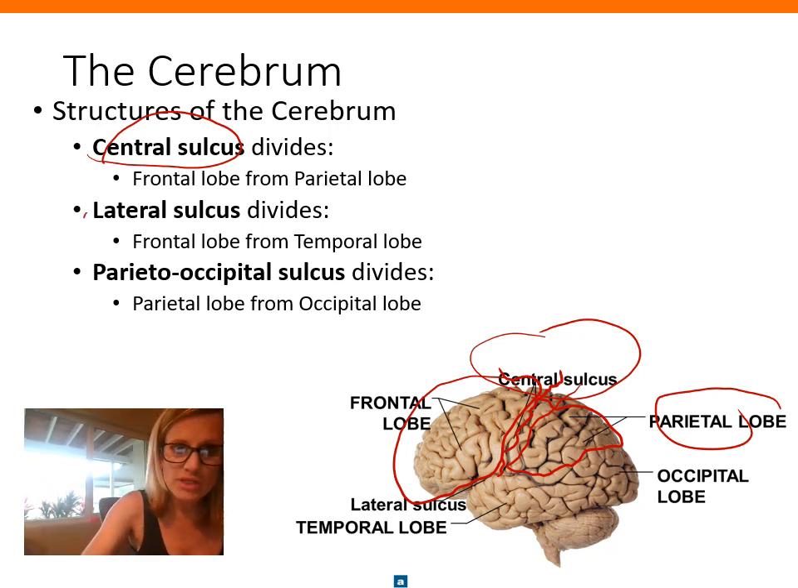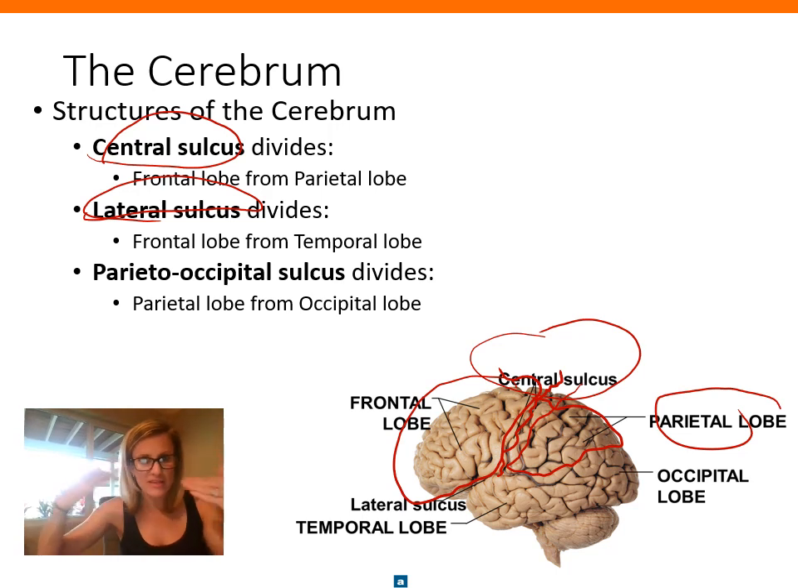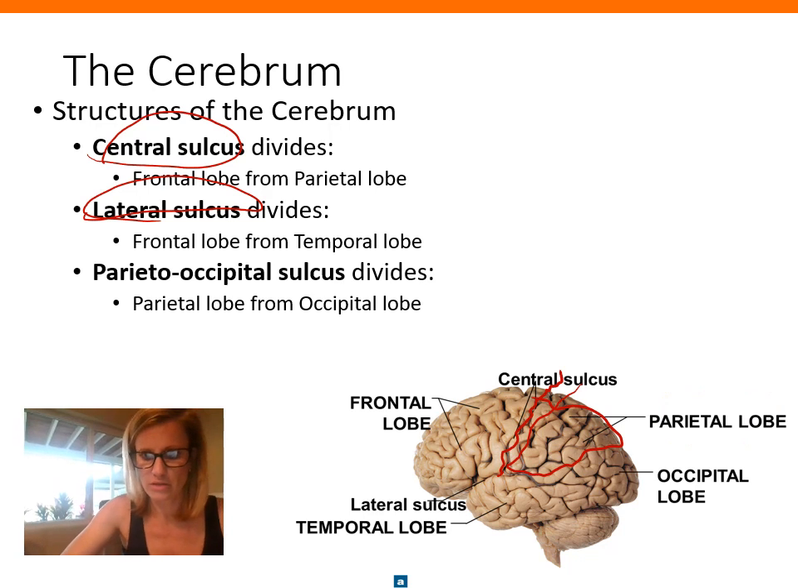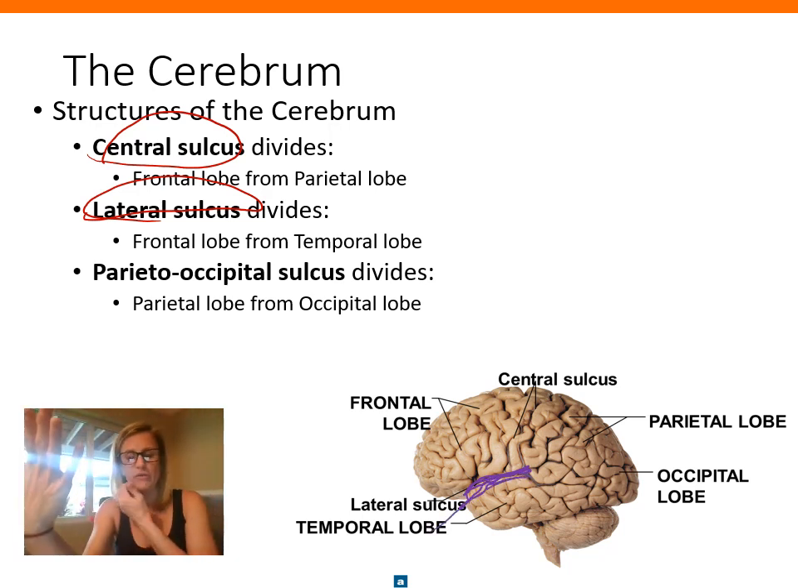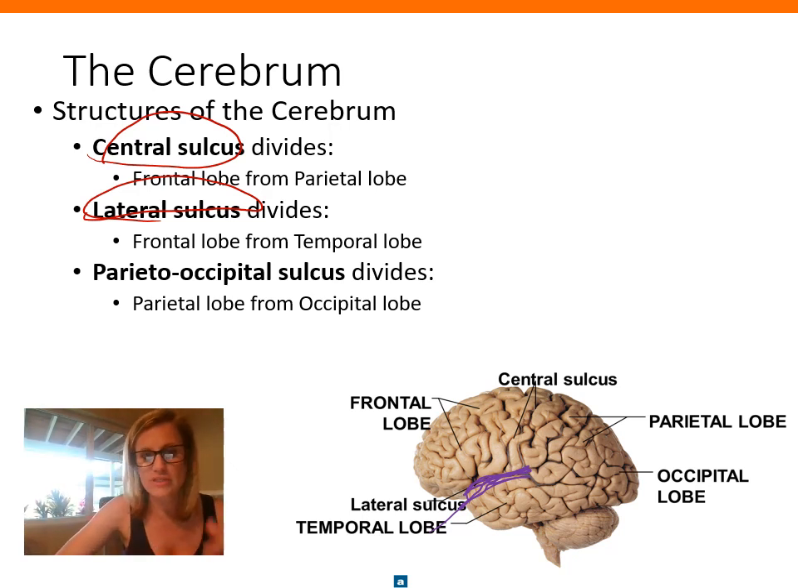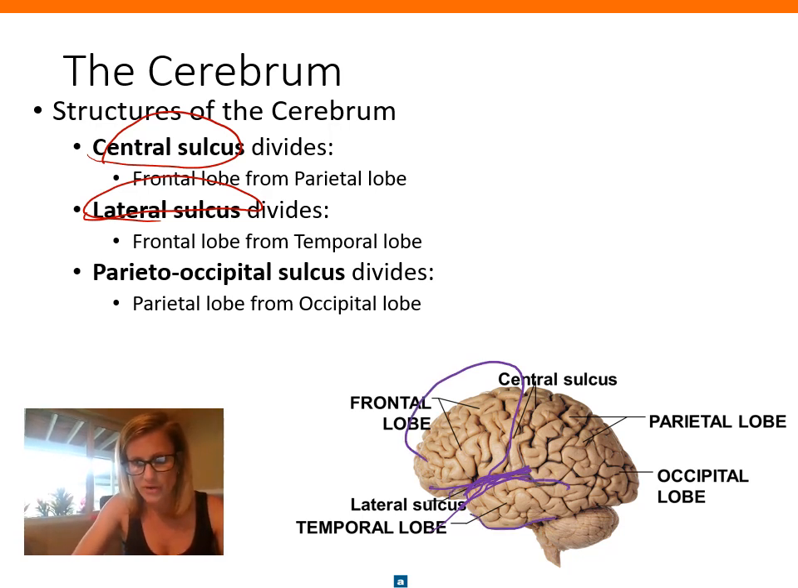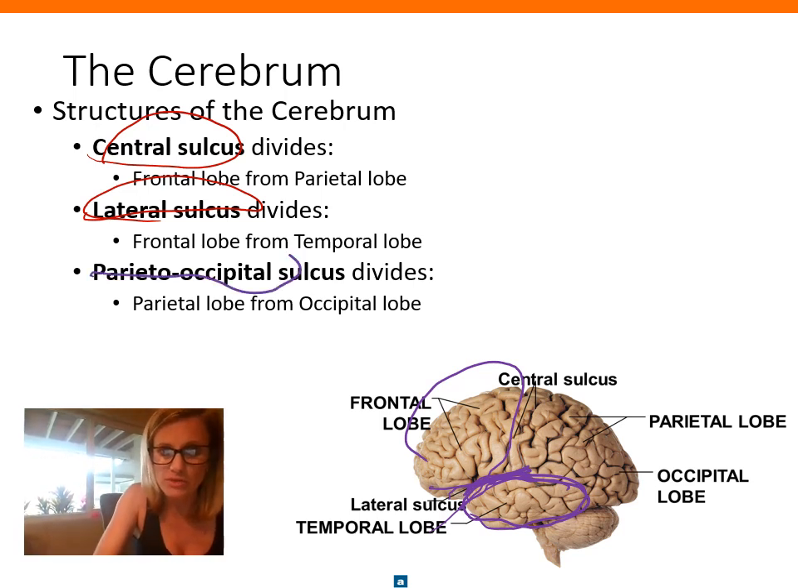The lateral sulcus is located laterally, right on the side of the brain. So the lateral sulcus, you see right here, and it's on either side. So if we flip this brain around, you looked at the other side, you'd see another lateral sulcus. The lateral sulcus separates the frontal lobe from the temporal lobe. So again, we saw the frontal lobe right here, and then the temporal lobe is over here, right, underneath the temporal bone. There's also the parieto-occipital sulcus.